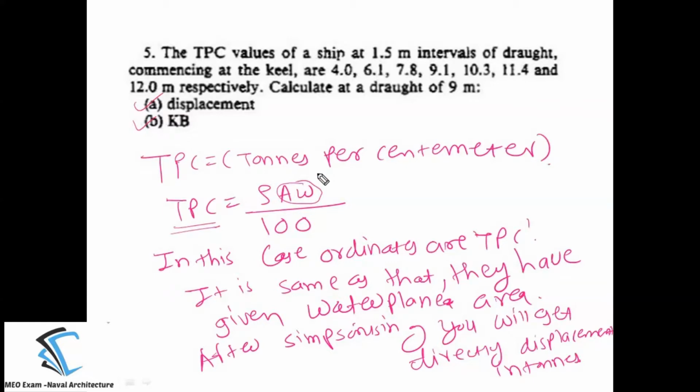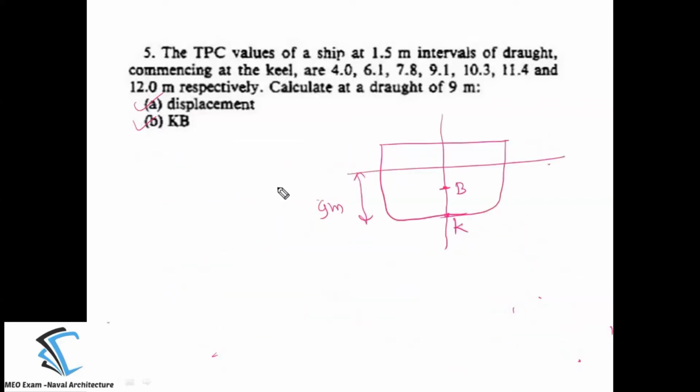Try to understand, in the earlier numerical they gave the water plane area, we Simpsonized the water plane area, and you got the volume of displacement in meter cube. But in this case, they have given the TPC as an ordinate. It means they have already given rho multiplied with the AW. So if you Simpsonize the TPC, at the end you will get displacement directly. No need to multiply with rho at the end of the answer, because that rho is already considered in the TPC.